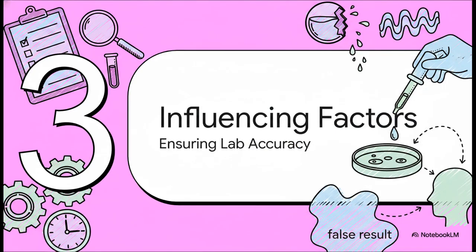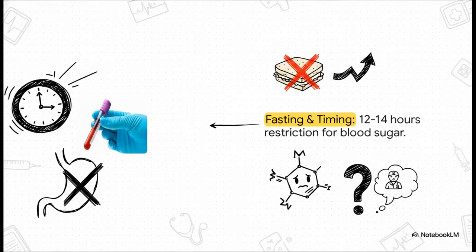All right, Section 3, Influencing Factors. Let's talk about ensuring lab accuracy. Here, we really need to shift our focus to strict protocols. You absolutely need to be aware of the clinical variables that can completely ruin a lab result if you ignore them.